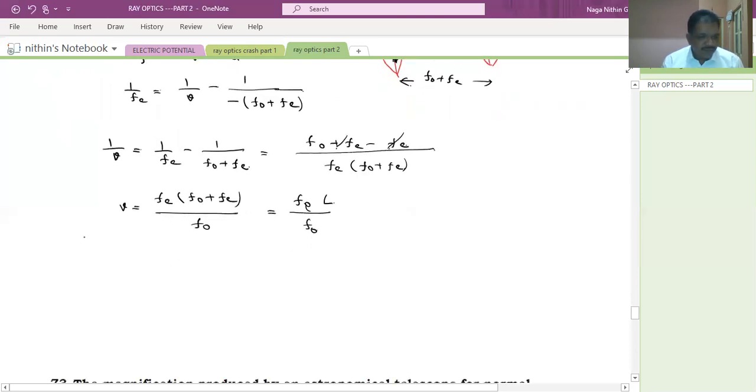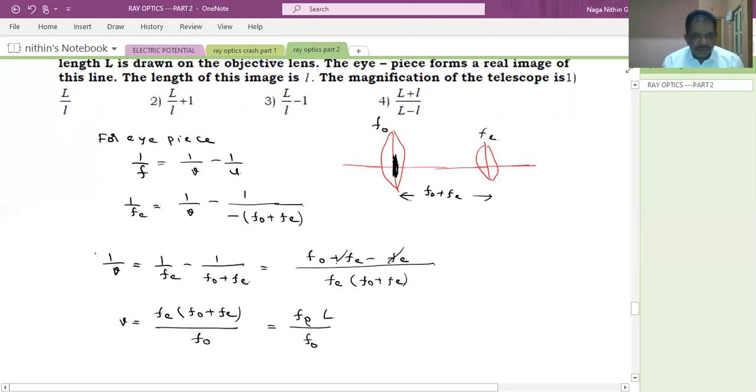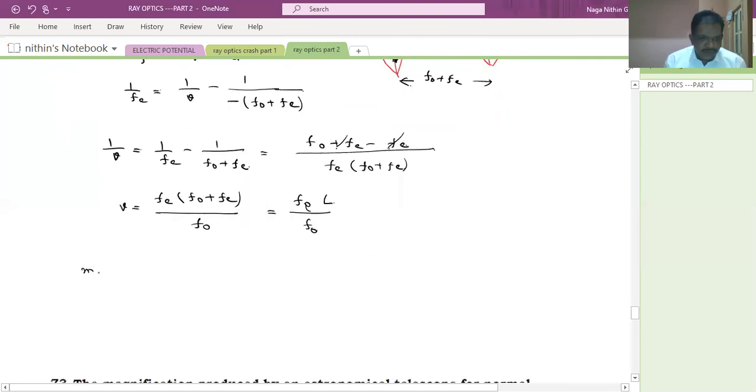Then magnification will be M is equal to V by U. Basic formula. This is equal to V by U. From this formula, how much do we get? From this, V by L is equal to FE by FO. L is nothing but the object distance. So V by U is equal to FE by FO.